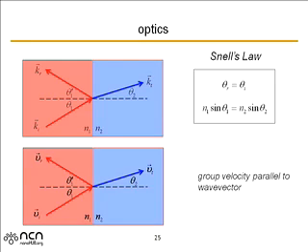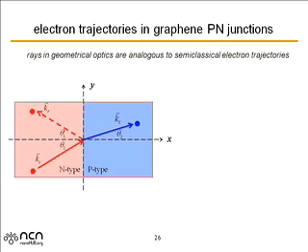We could draw these vectors as velocity vectors. In normal optics, the velocity is in the same direction as k, so the arrows would look the same whether I was thinking of them as the velocity of the photons or the wave vector of the photons. All right, now we'll do graphene p-n junctions.